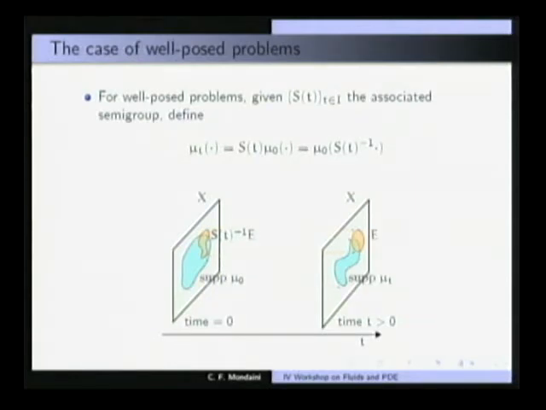So how do you define the evolution of measures? Well, if your problem is well posed, then you have a well-defined associated semigroup, say S(t). And then you can easily define your measure mu(t) as the transport of the measure mu naught by the operator S(t). So after a certain time t, if you want to know the measure of a certain set E, this is simply the measure mu naught of the pre-image of the set E by the operator S(t).